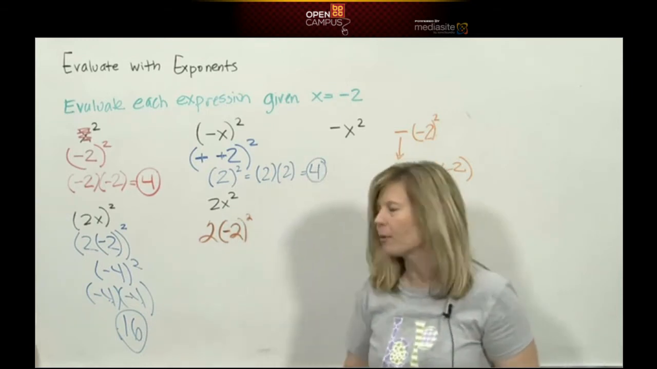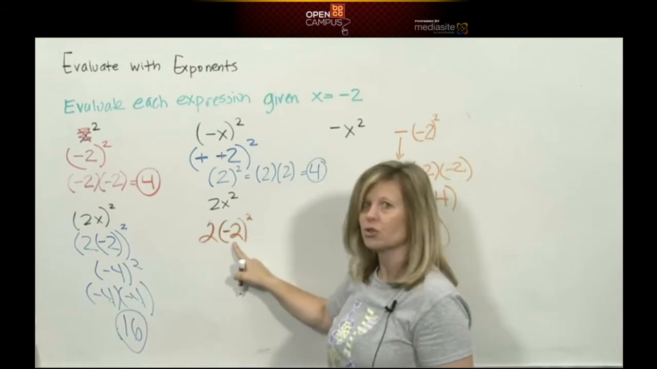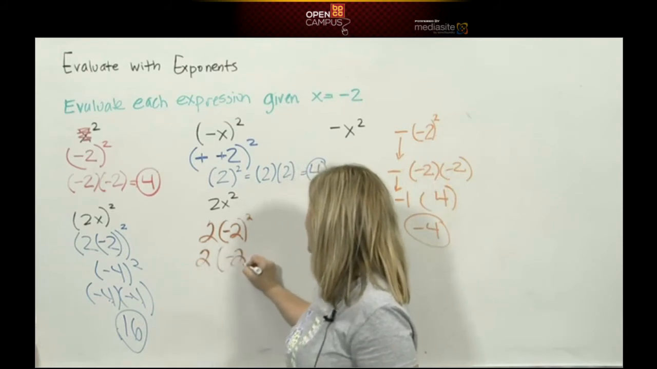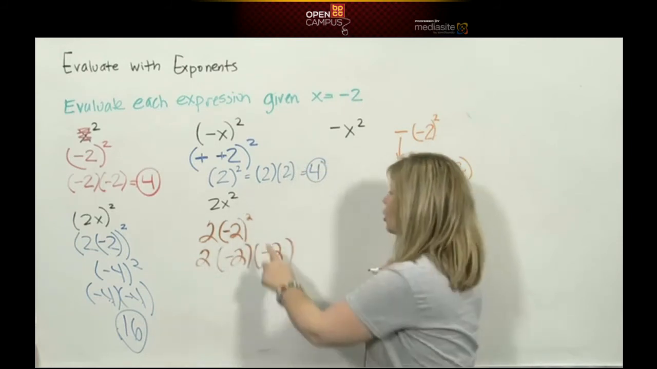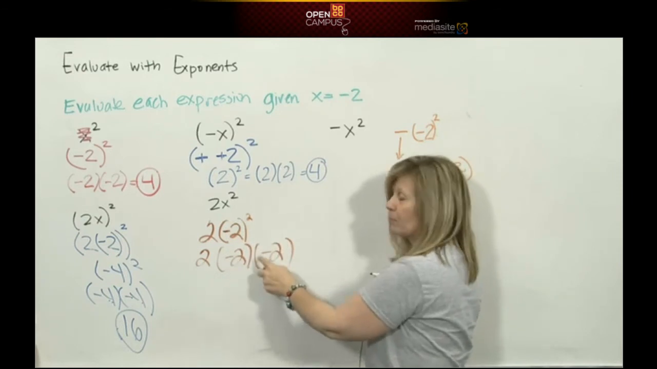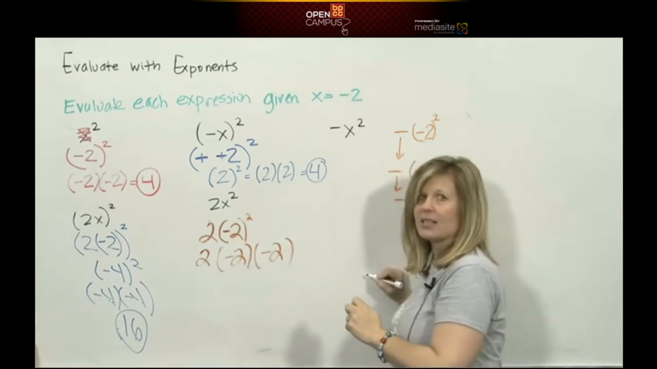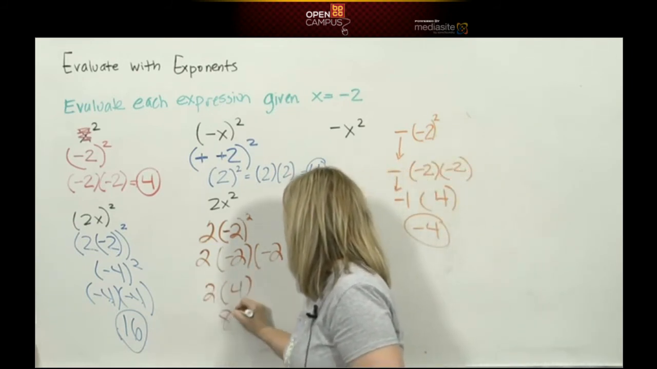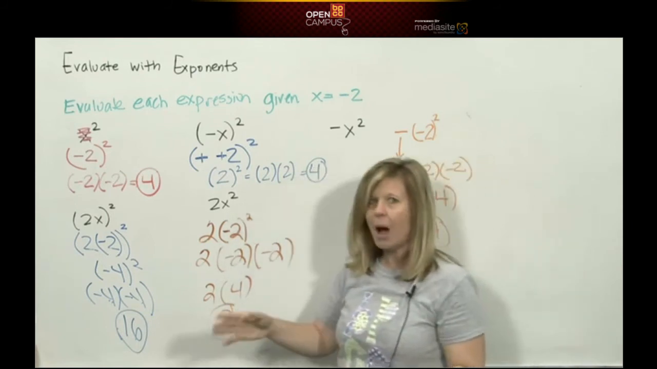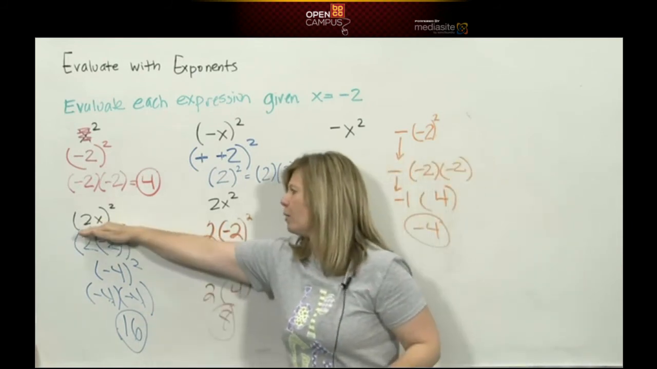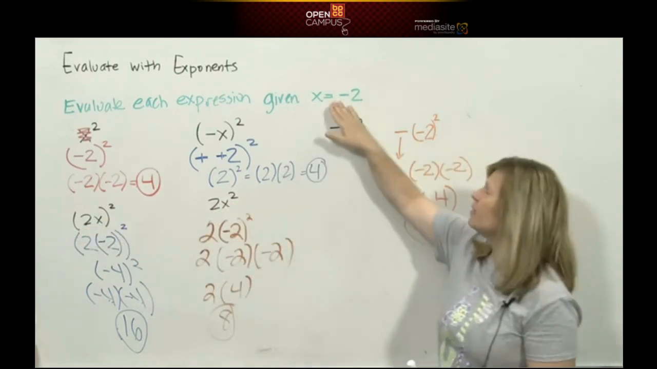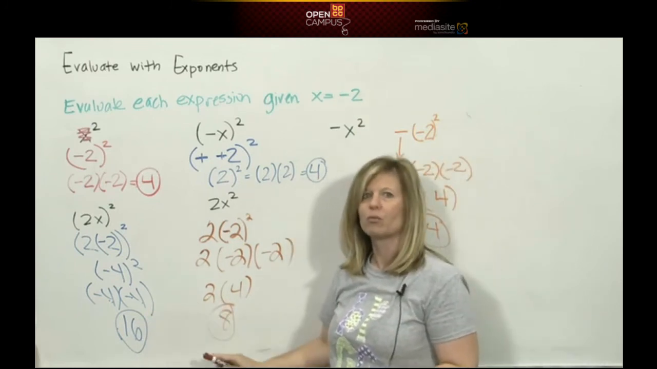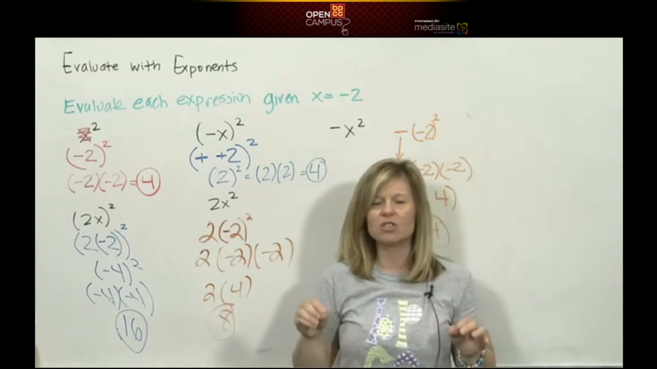So if we follow order of operations, we don't multiply first, we do the exponent first. So this really means 2 times -2 times -2, because squaring means to multiply it by itself. Well, a -2 times a -2 is a +4, and 2 times 4 would give us 8. So do you see how important the parentheses are? With parentheses, without parentheses, even though we substituted in the same number, we got 2 different products, 2 different results. So pay very close attention to that.